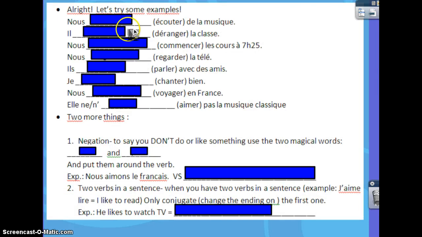So real quick, let's try some examples. So the nous form of écouter. Notice that it is not a CER or a GER, so it's a regular ER, which means you drop off the ER, you add the nous ending, which is O and S. Nous écoutons de la musique, we listen to music.